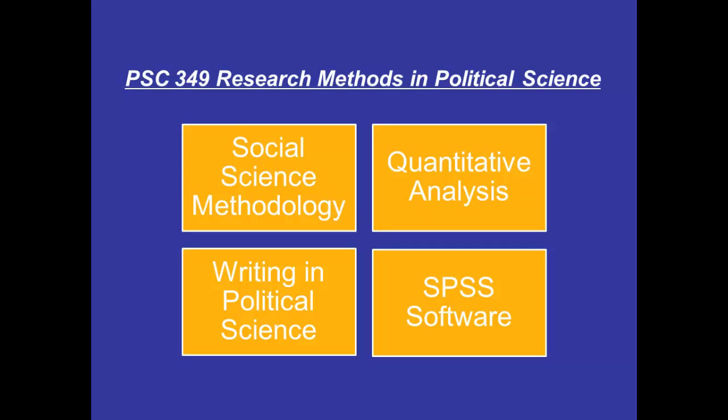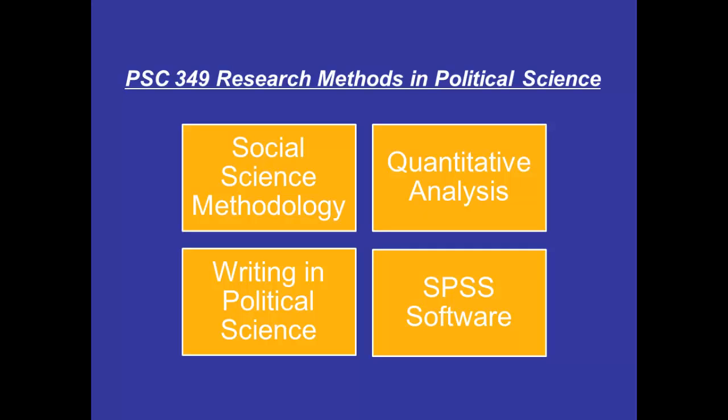There's really, I think, four pieces to it. There's a methodology of social science, the scientific method. We learn quantitative analysis up to and through regression analysis. There's a writing and political science component, so students understand how to write a research paper in the format of political science. And finally, there's a part of the course that's hands-on. It involves SPSS software, which is statistical software. Has anybody used SPSS? Okay, so you're a little bit familiar with it.